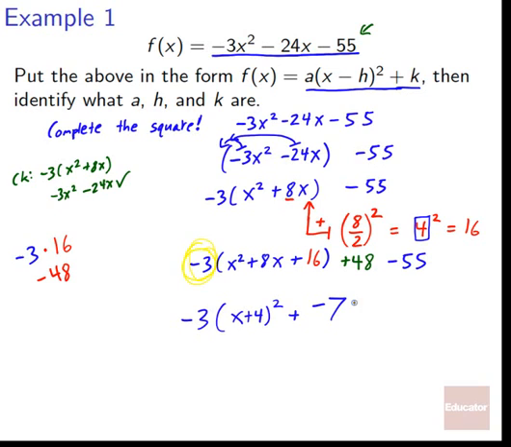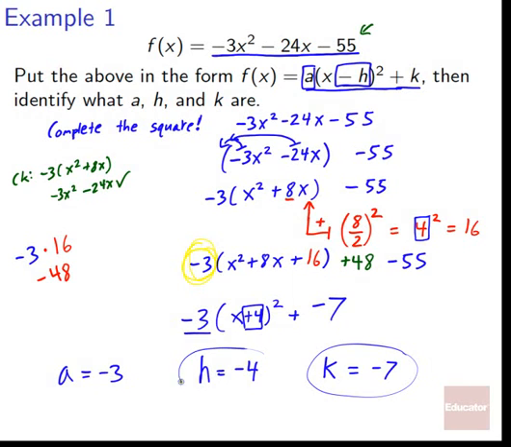Great. So at this point, we're ready to identify. We've got A is negative 3, because that is in front of our multiplication. Then H, sorry, not B, but H. H is equal to negative 4, because it's the number right here, but notice it's negative H, and what we've got is plus 4. So since we've got plus 4, it has to be H equals negative 4, otherwise we're breaking from that form. And then finally, k is equal to negative 7. Great, and we've got everything we need to put it in that form.